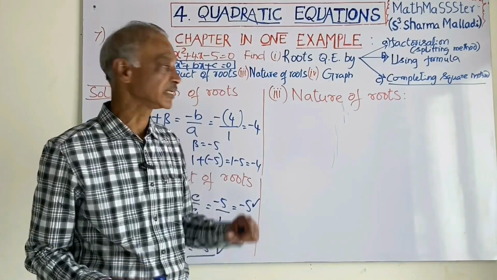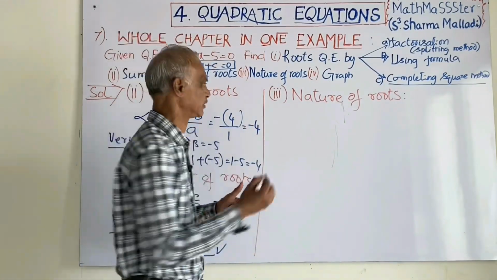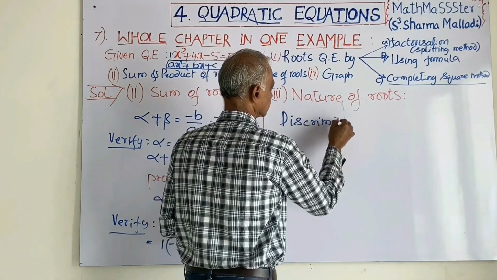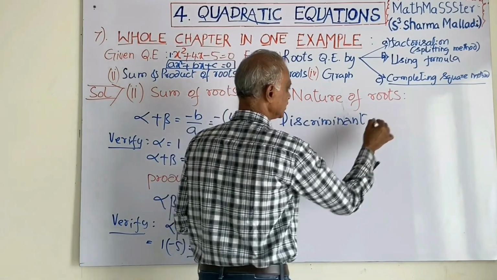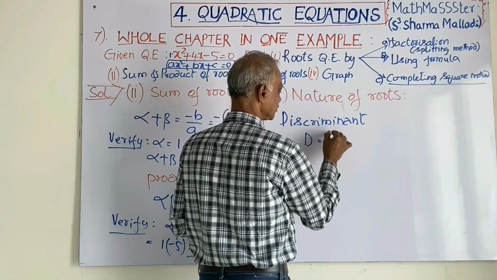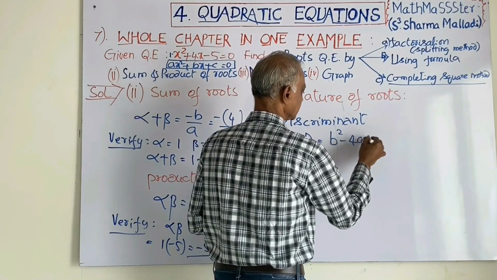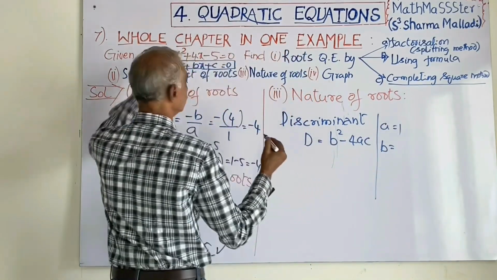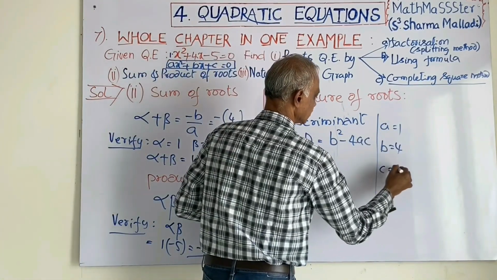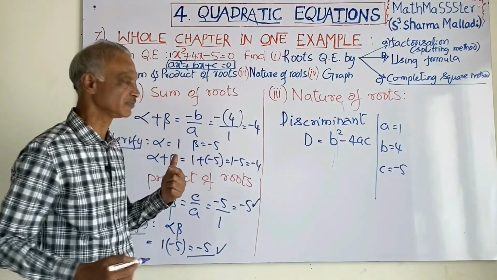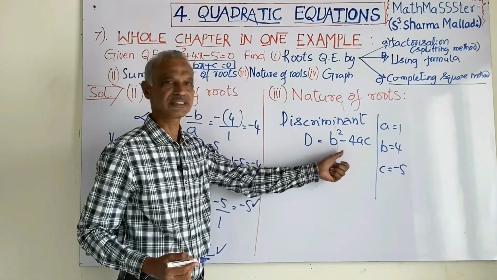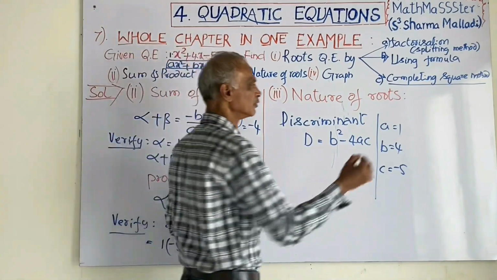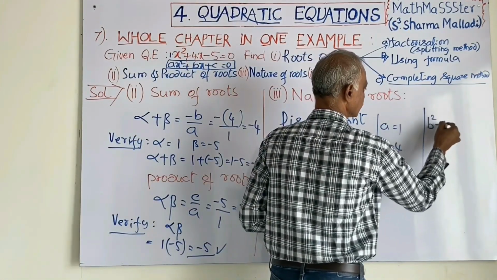Next, nature of roots. Nature of roots depends on discriminant. Say, what is the discriminant? Discriminant, it is denoted by D, is equal to b square minus 4ac. Already we know a is 1, b is 4, and c is minus 5. Substitute the values of a, b, c in this discriminant so that you can find out the nature of roots. Already you know what is b square minus 4ac?